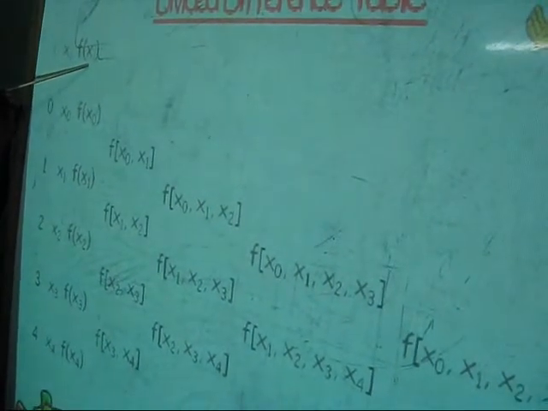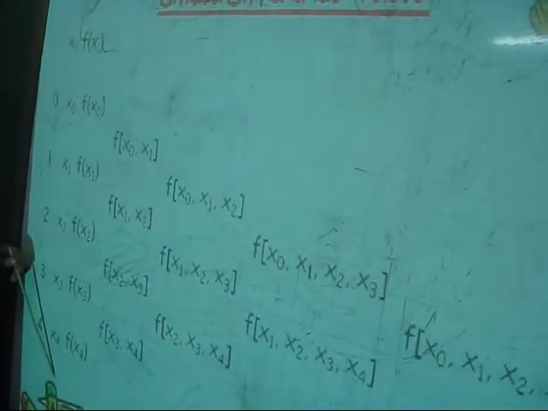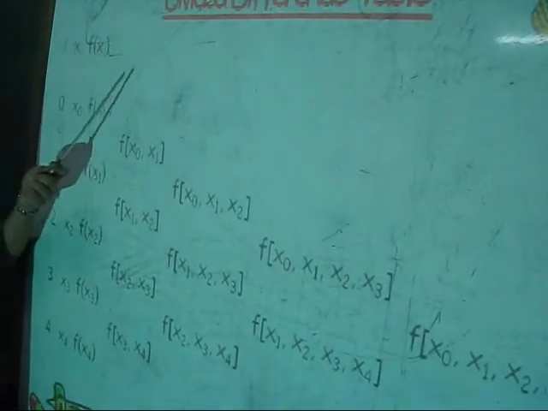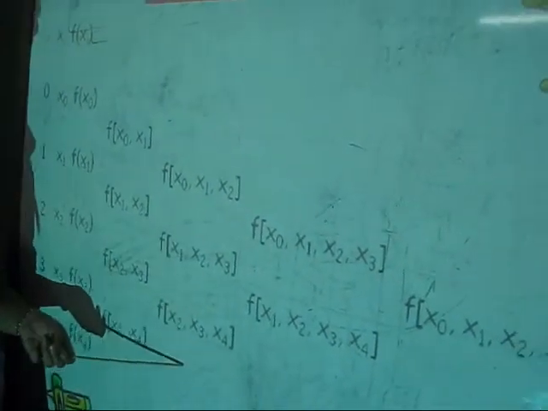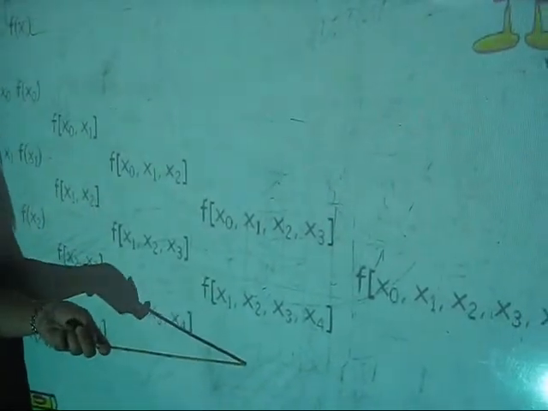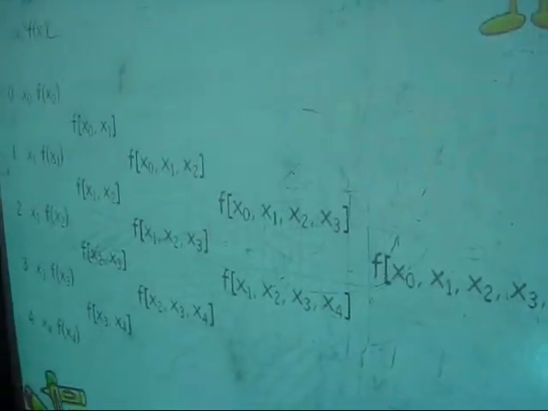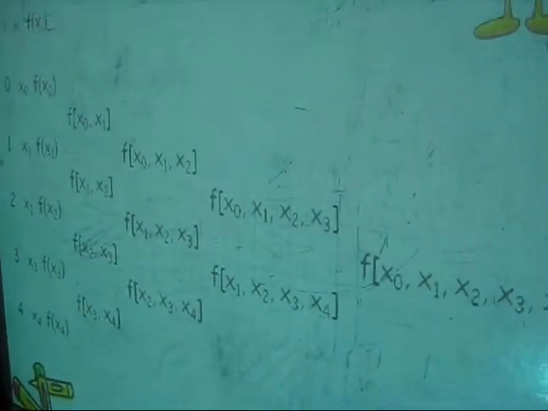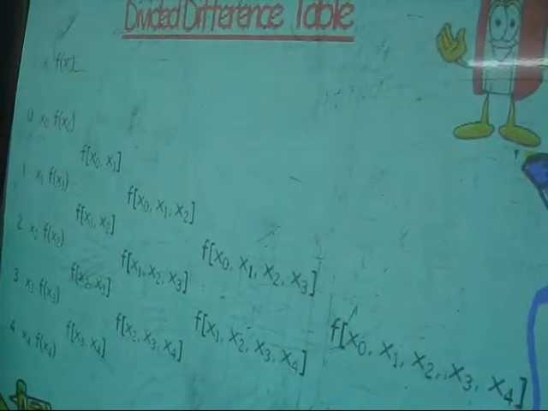f of x of I serves as our second values, or what we call the range of the function. This is the first order divided difference, the second order divided difference, the third order divided differences, and the fourth order divided differences. Notice that the table is arranged so that the function values required at each stage are adjacent.